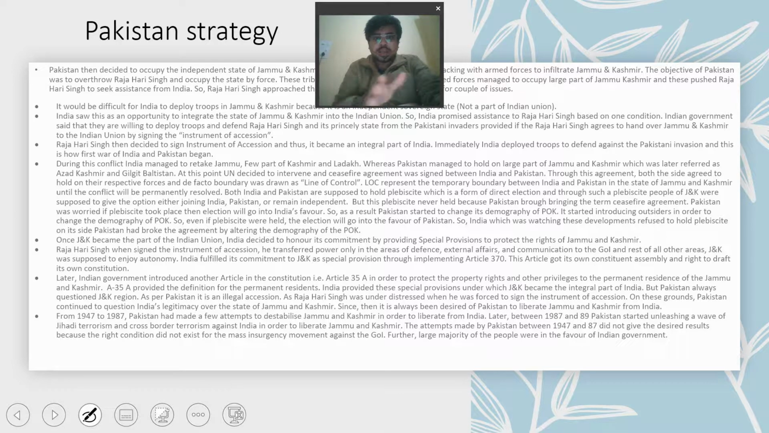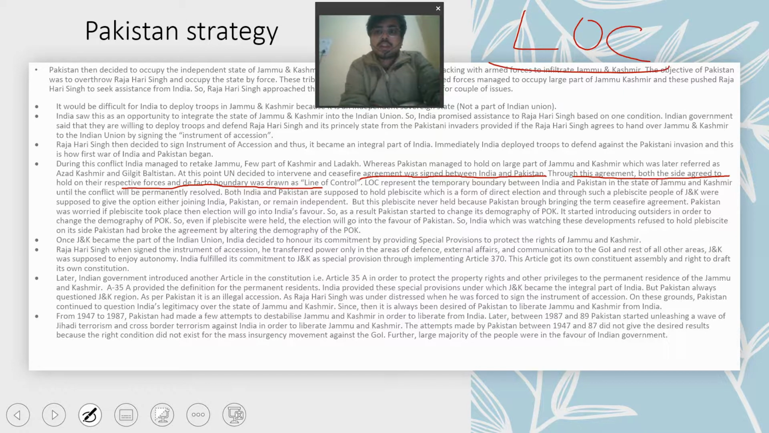Kashmir should happen, like when Pakistan occupied its own Kashmir and India occupied its own Kashmir, at that time the UN decided to intervene because a war-like situation was happening. So at this point, the UN decided to intervene and the ceasefire agreement was signed between India and Pakistan. Through this ceasefire, both sides agreed to hold their respective forces and a de facto boundary was drawn, that is your LOC, that is your Line of Control.